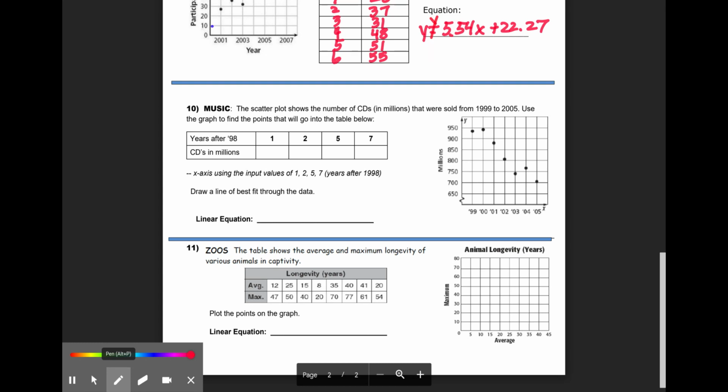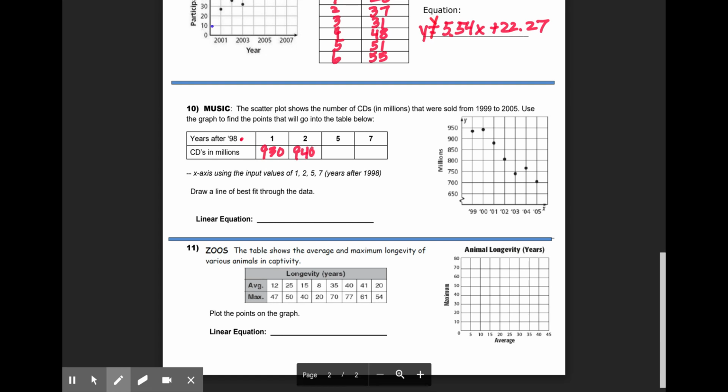So, again, this is year after 98. So if you look at that right there, that's why we're going to start with 99. So 99, we're just going to say it looks like it's about 930. And then we've got the year 2000. We're going to say that's about 940.